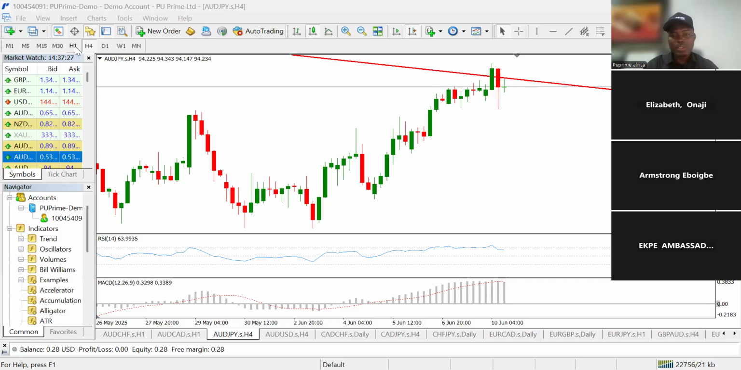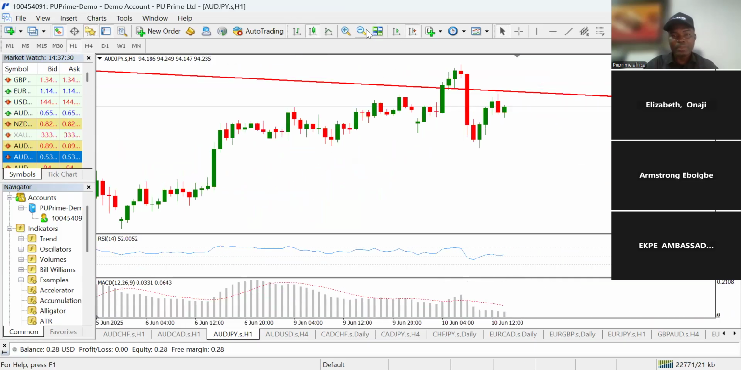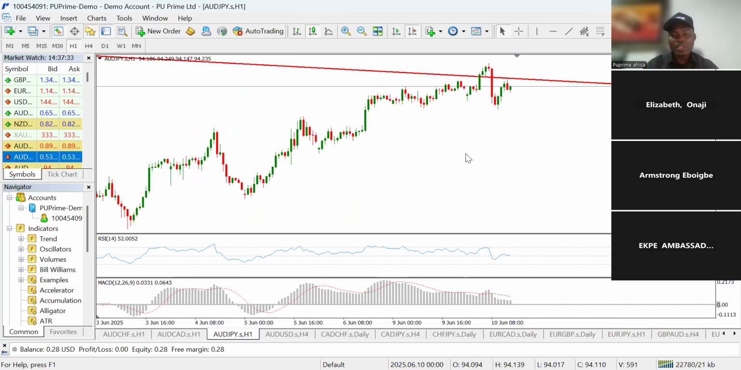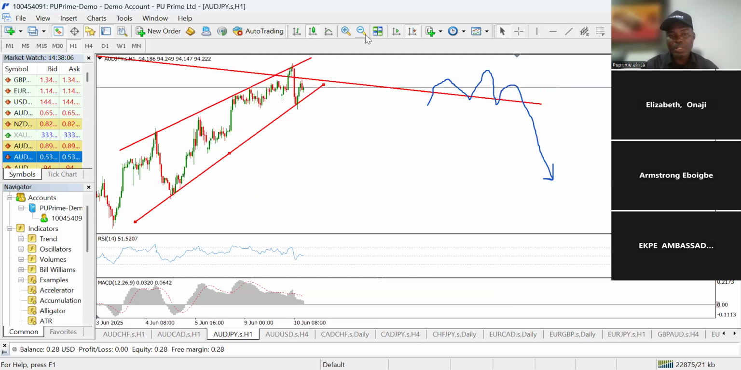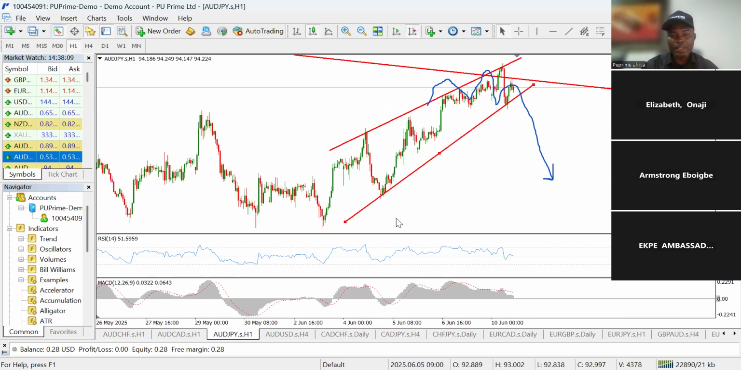I'll still flip it down to 1-hour time frame so that I can get a clearer view. Now, this is what is happening on the 1-hour. From what I'm seeing, we're having what looks like a shoulder, a head, a second shoulder, and the next wave of movement should be a bearish one. So I'll go further by drawing my trend line and a second trend line at the back to give a perfect looking rising wedge pattern. So we're bearish on the AUD JPY this afternoon session.